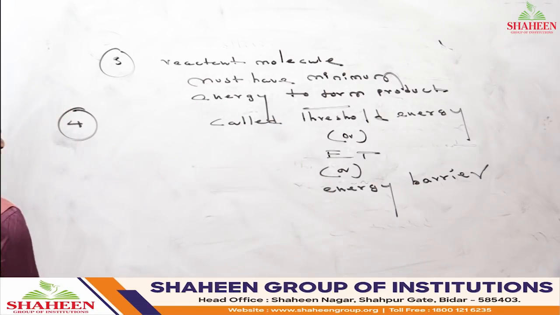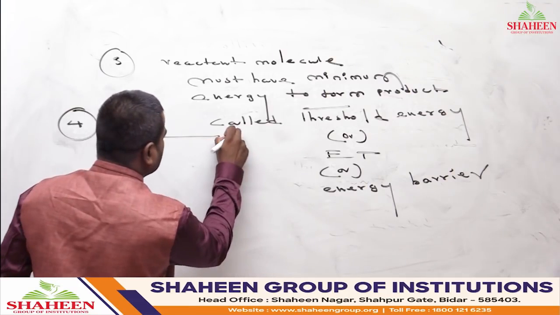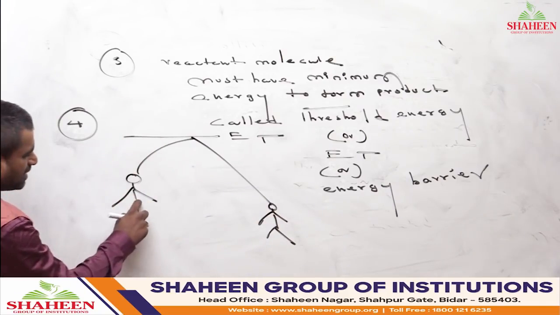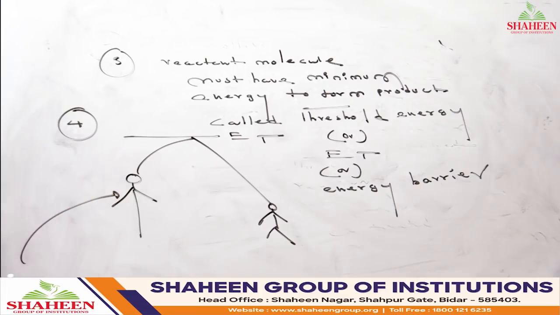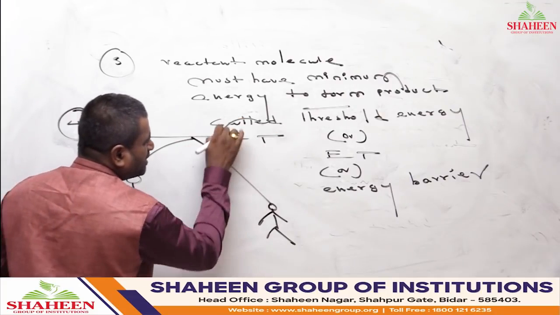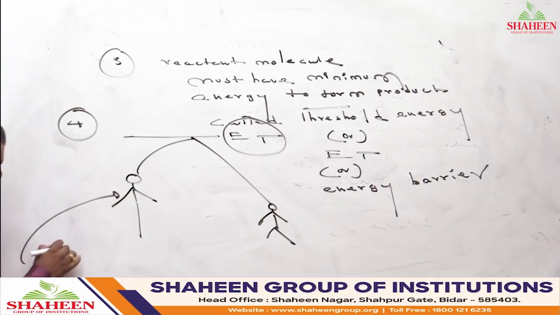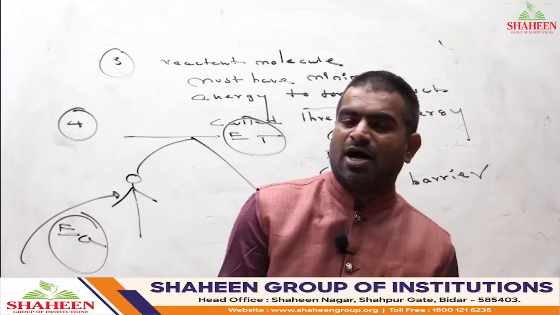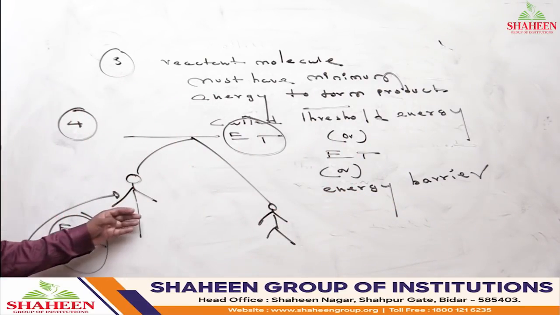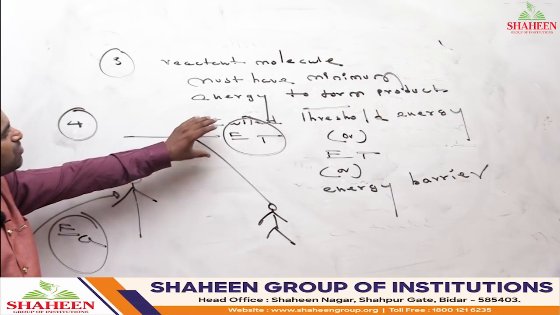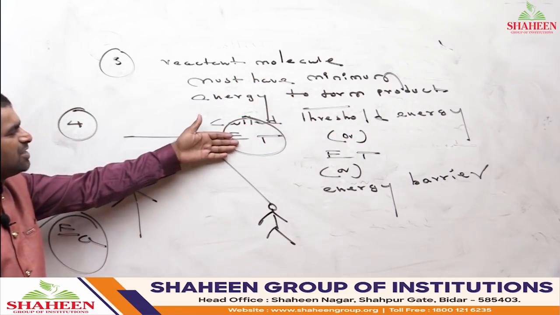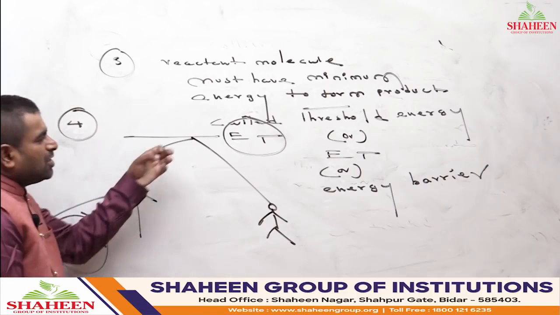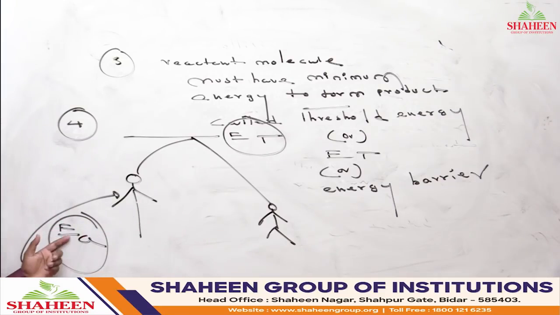Suppose there is one reactant molecule, and ET is the threshold energy. How does this reactant molecule convert to product? This reactant molecule does not have ET energy, so external energy is given to the reactant molecule, and it crosses the energy barrier, ET energy, then converts to product. Whatever energy is given to the reactant molecule to cross the ET energy barrier and convert to product is called activation energy. Activation energy is always a positive value because energy is given to the reactant molecule. The reactant molecule must have minimum energy, otherwise there is no product formation.